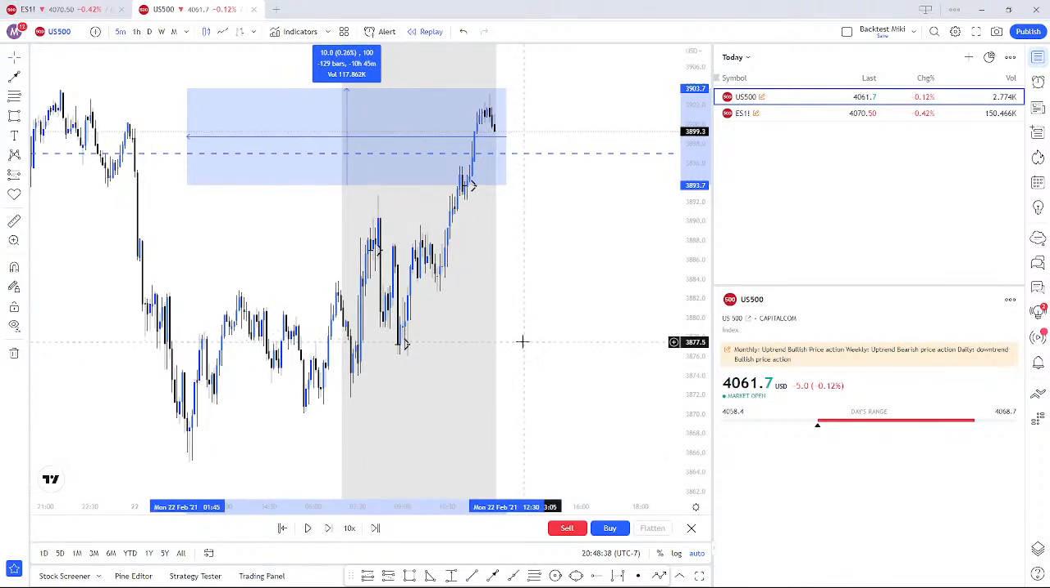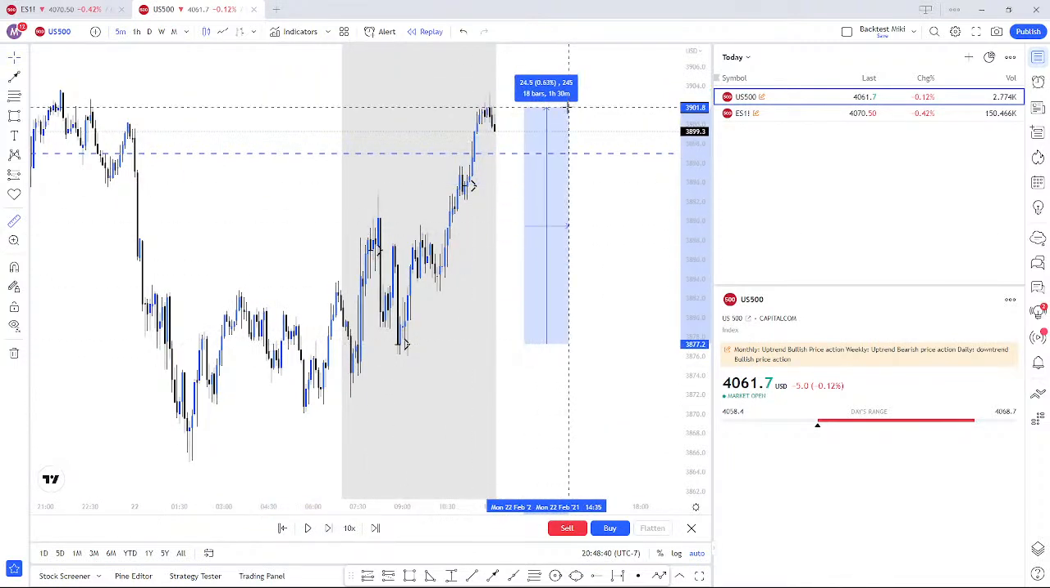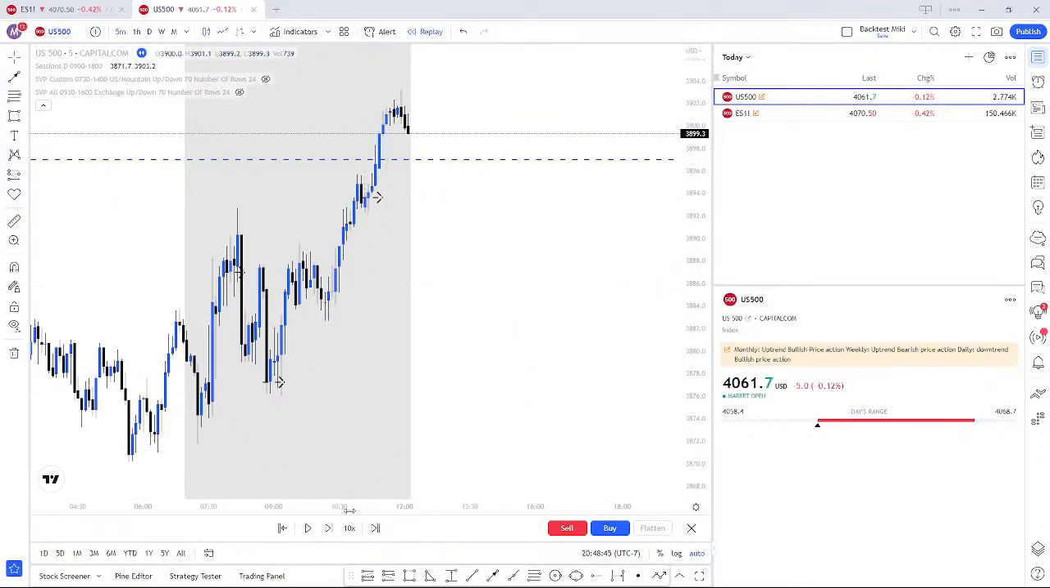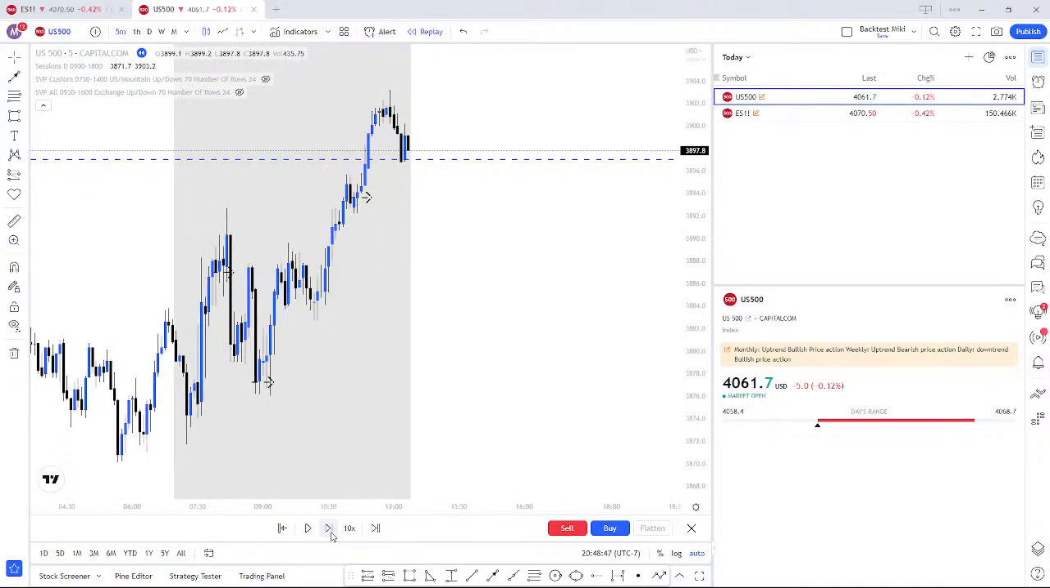Alright, so we get that nicely. 26. We haven't gotten stopped out on either of them, so don't scream yet.